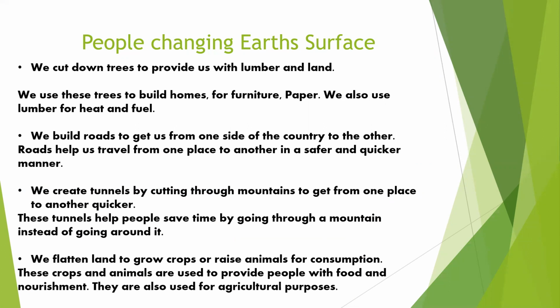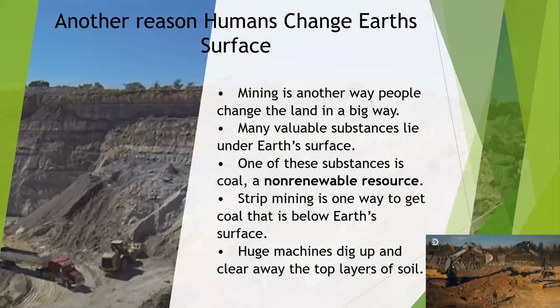Then we change the earth by creating tunnels. We cut through mountains to get from one place to another quicker. These tunnels help people save time by going through the mountain instead of going around it. And then we flatten land to grow crops or raise animals for consumption. Then these crops and animals are used to provide us people with food and nourishment. They're also used for agricultural purposes, like farming and stuff.